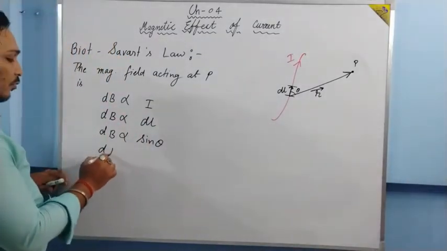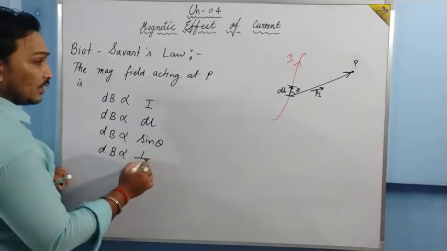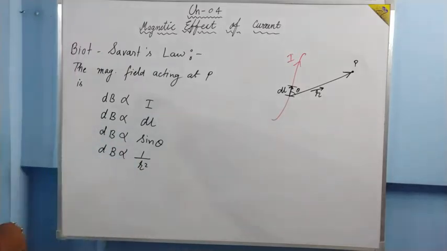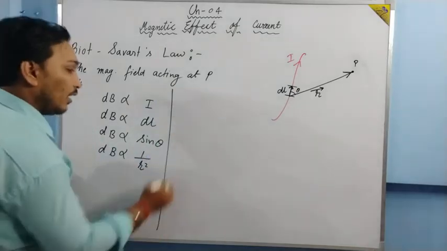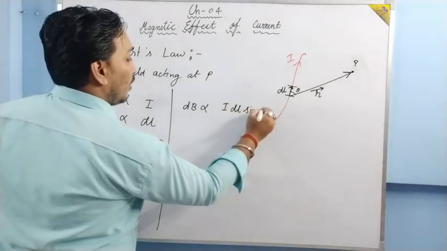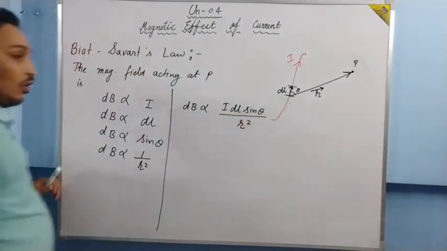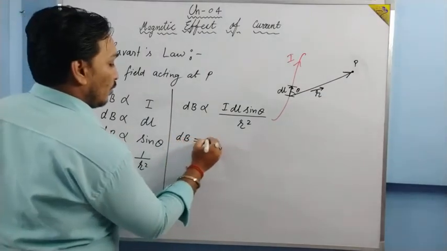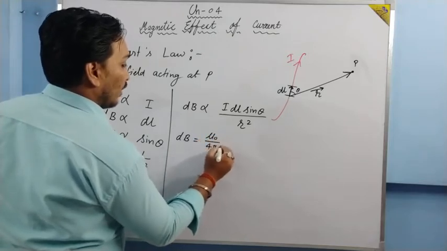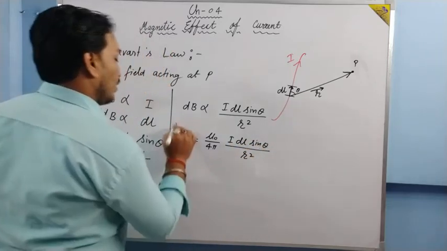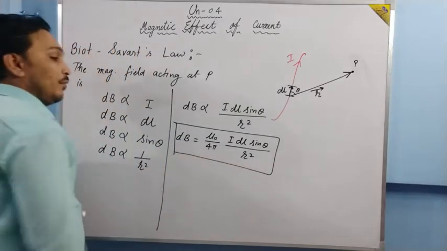And dB is inversely proportional to the square of the distance of the point from the length element, that is r square. So when we combine all of this, we have dB proportional to I dl sine theta upon r square. Now if we remove the proportionality sign, we have mu naught upon 4 pi times I dl sine theta upon r square. This is the magnitude of the magnetic field.